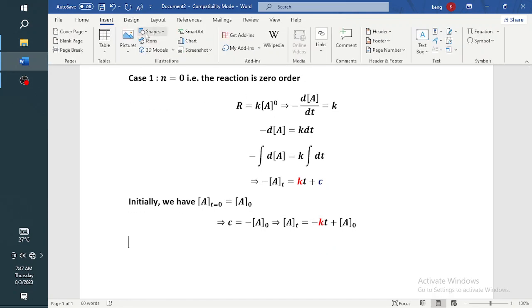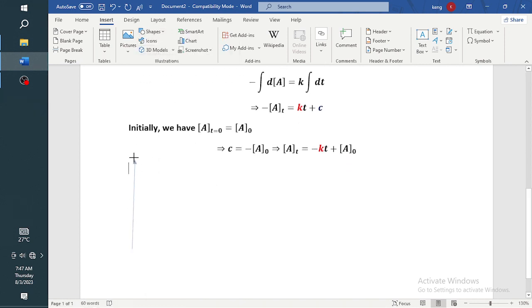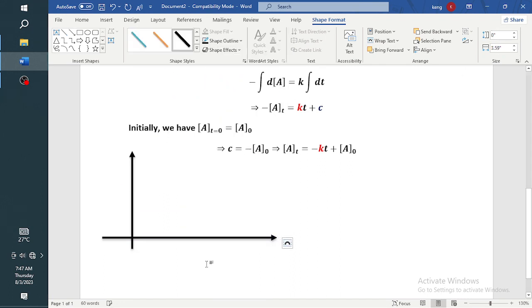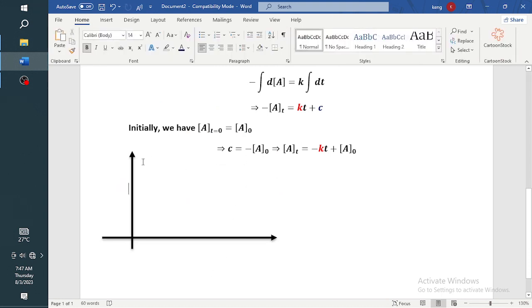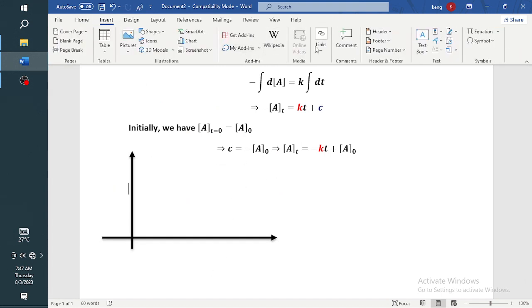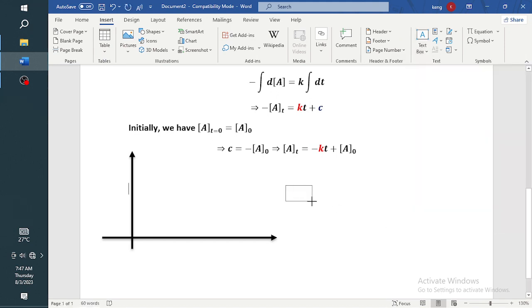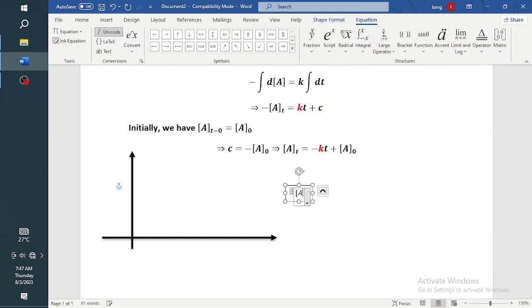So we can just plot our graph. You have the vertical axis, and we have the horizontal axis. Now we are plotting a graph of the concentration of the reactant over time. So we have the concentration of the reactant with respect to time.